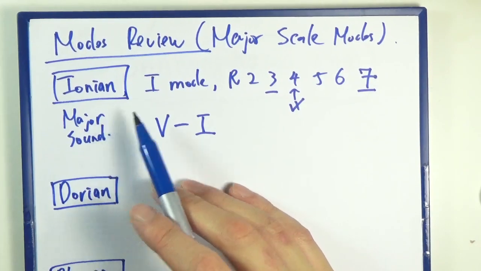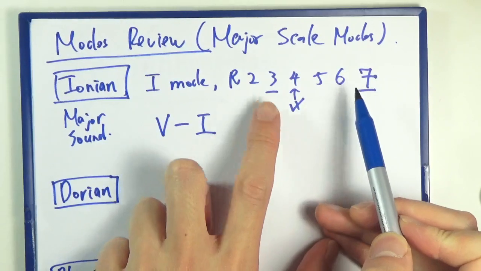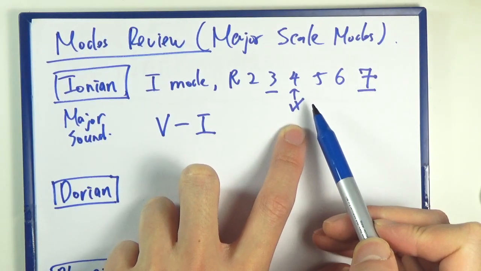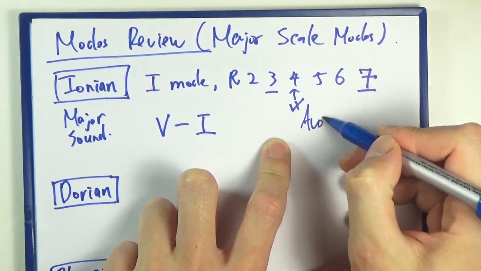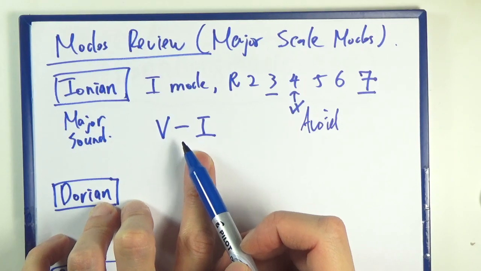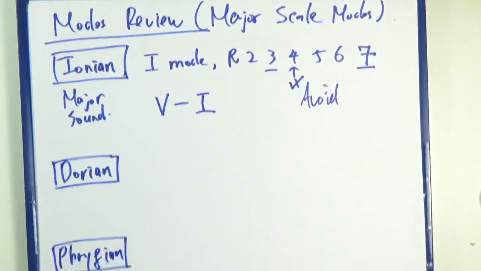So Ionian, first mode. Intervals: major third and major seventh are the important tones. The fourth degree is an avoid note, which means be careful when you use it. 5-1 would bring out the major sound, so a 5 chord going to a 1 chord.